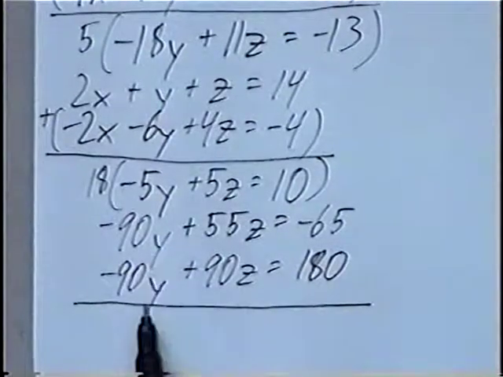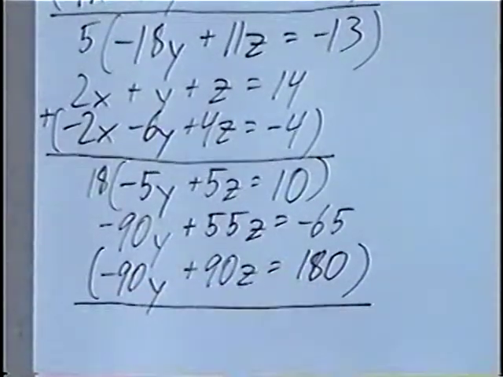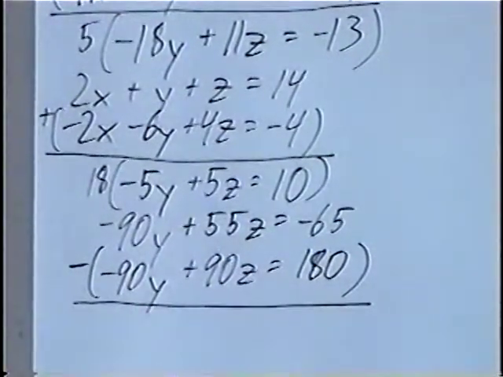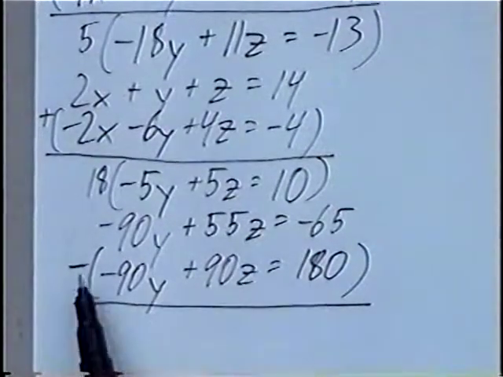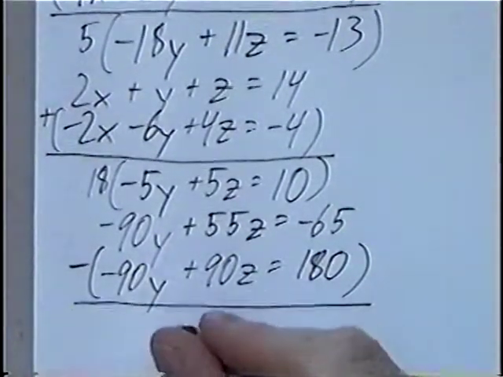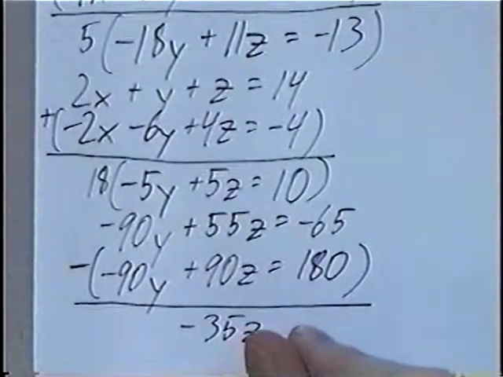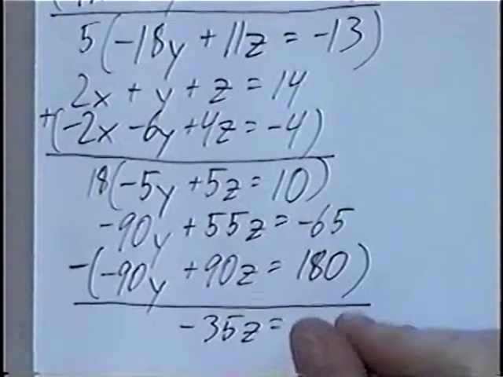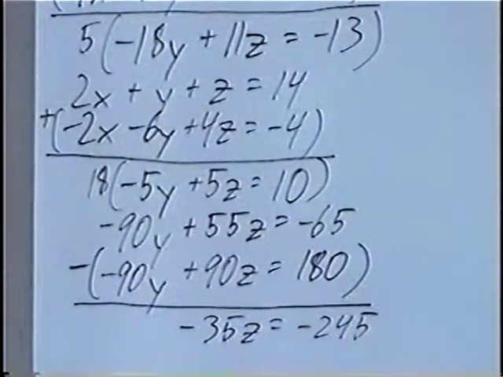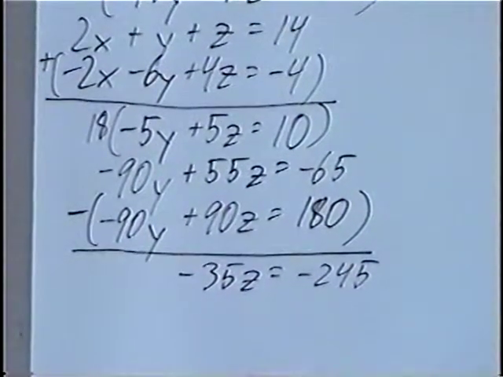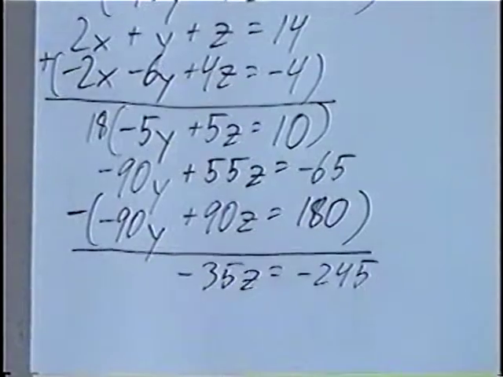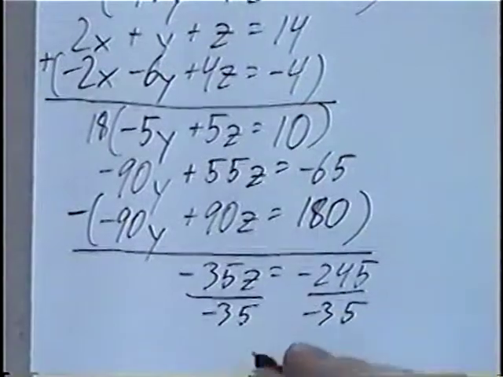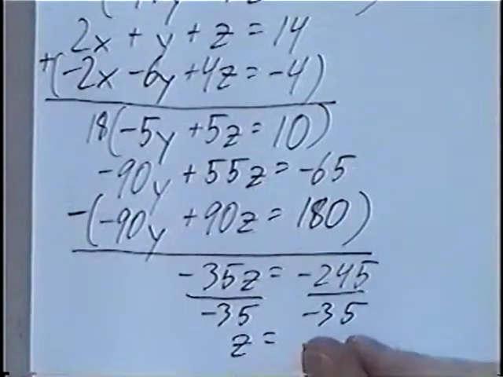These equations again, the y's have the same coefficients. We can subtract these. So negative 90 minus a negative 90 would cancel out the y's. 55 minus 90 would be negative 35z. And negative 65 minus 180 would be negative 245. After eliminating the x's and now the y's, we're left with just z. And we can divide by negative 35 to get our first answer of z equals 7.